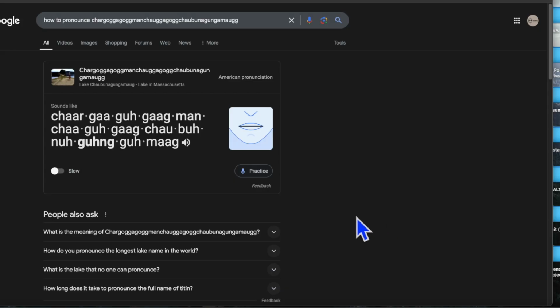Test on the microphone volume. You need to listen to the sound of this lake, though. Are you ready? It's the longest name of anything in the United States, and it's a lake in Massachusetts. Slow down.